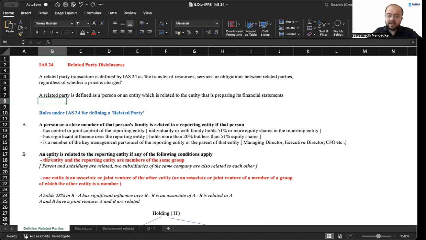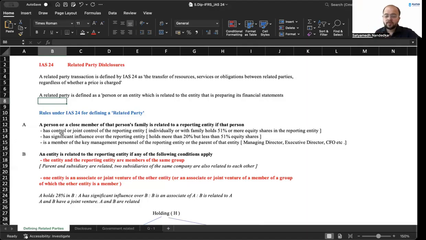A person or a close member of that person's family is related to a reporting entity if that person has control or joint control, which means, say, for example, let's take the example of Balaji Telefilms. Now, Ekta Kapoor and her family, they are promoters, majority shareholders. Assuming that she holds 52% shares in that company, then she is a related party of the company, that is Balaji Telefilms, a close family member.